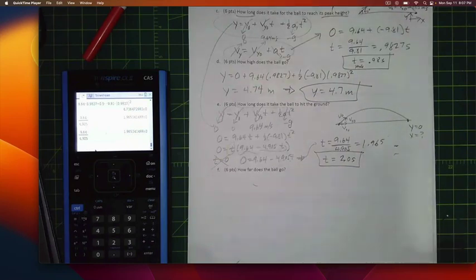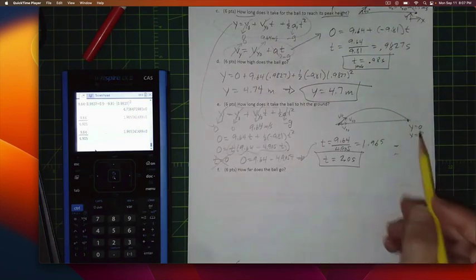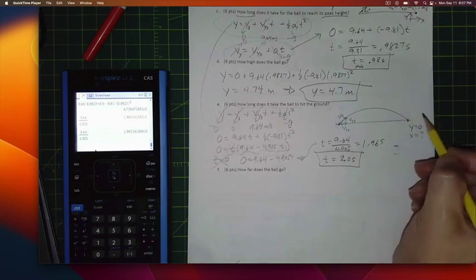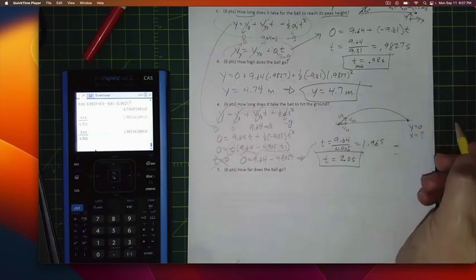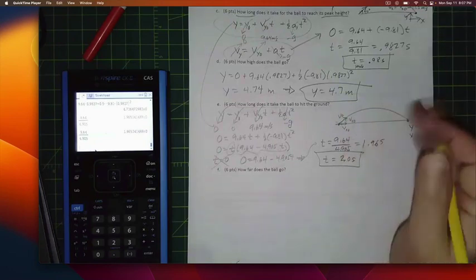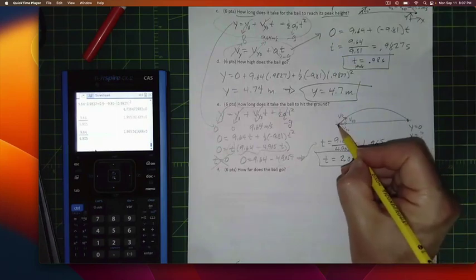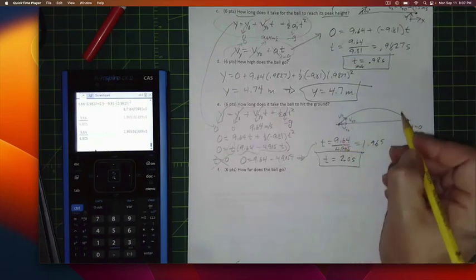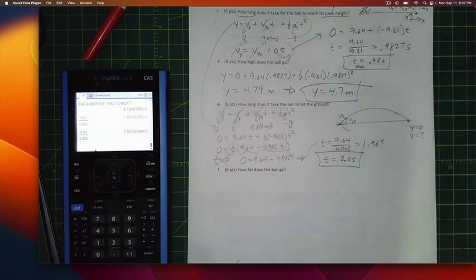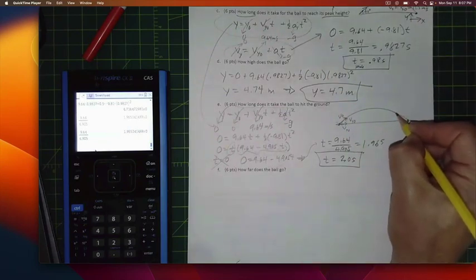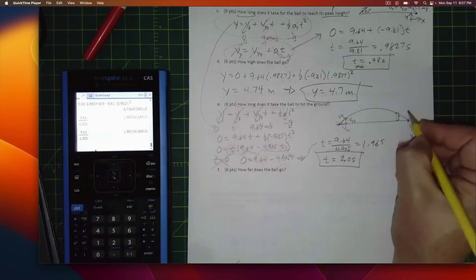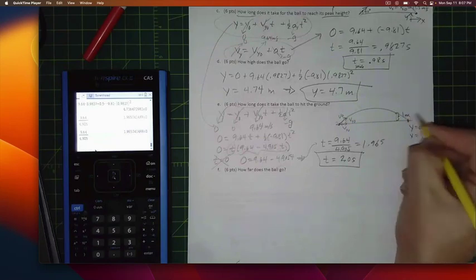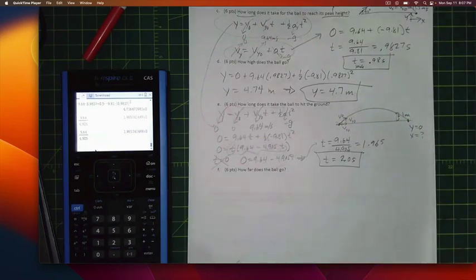How long does it take to hit the ground? That's it. Some of you ask, what would we do, or will we have a problem where it doesn't end up at 0, where the two y's are not the same? That makes it a little bit more complicated. Say it started at 0, but somebody caught it up here, or it hit the goalpost, and the ending y was, say, 1 meter off the ground. What does that do to this problem?